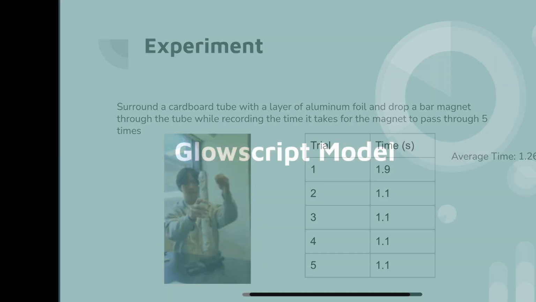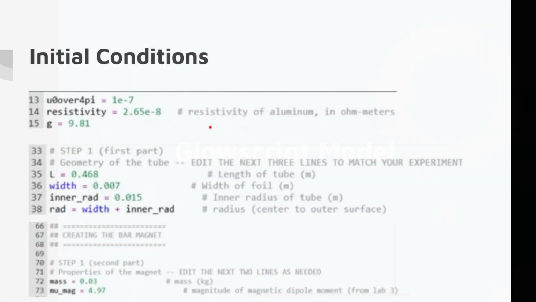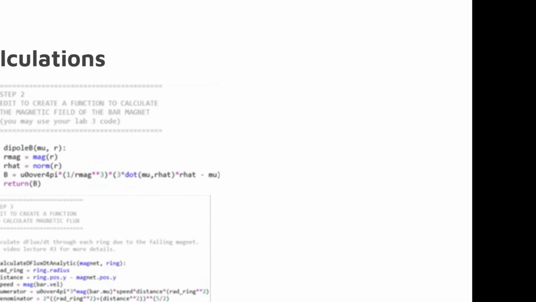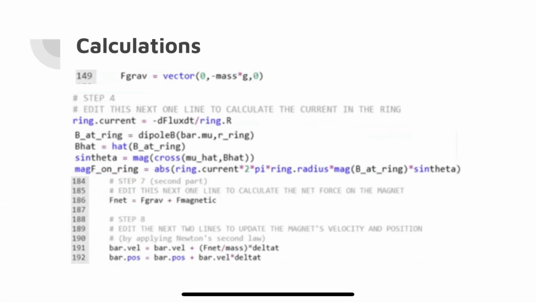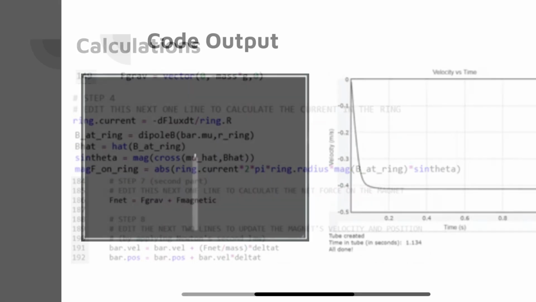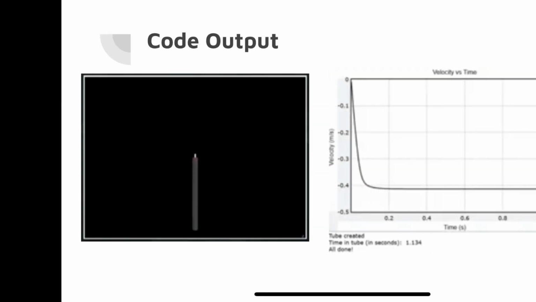And here's our GlowScript model. These are our initial conditions. And then here are our calculations. We got the dipole moment and the flux. And then here we have gravity. And this is what our coding output looked like.